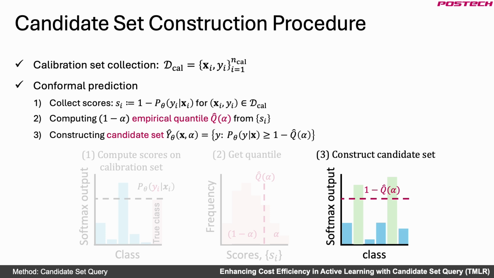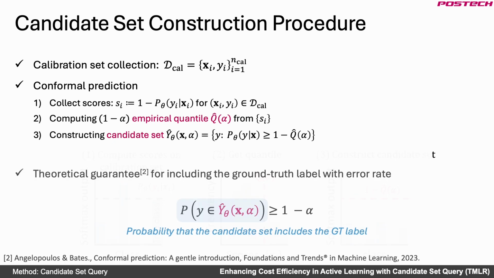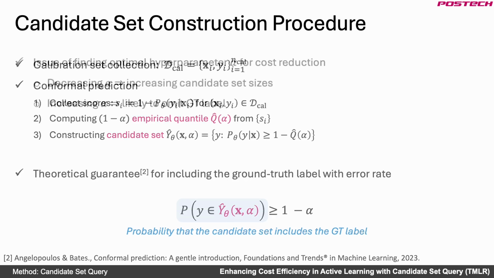Finally, the candidate set is defined as all labels whose predicted probability is at least 1 minus Q hat of alpha. This marginal guarantees ground truth inclusion with probability of 1 minus alpha. Here, the probability term represents the probability that the candidate set includes the GT label.